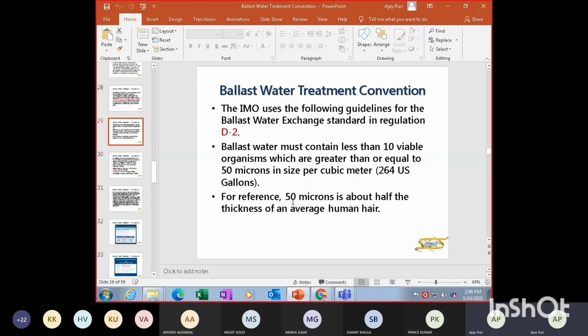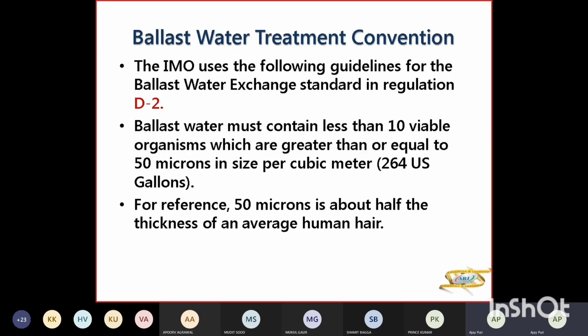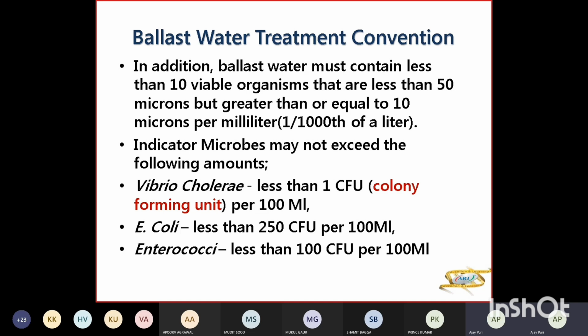Now for D2 standard, ballast water must contain less than 10 viable or 10 alive organisms which are greater than or equal to 50 microns in size per cubic meter of the ballast water. And 50 microns is half the thickness of your average human hair. Plus, the ballast water must contain less than 10 viable organisms that are less than 50 microns but greater than or equal to 10 microns per milliliter. 1 milliliter is 1 by 1000 of a liter.